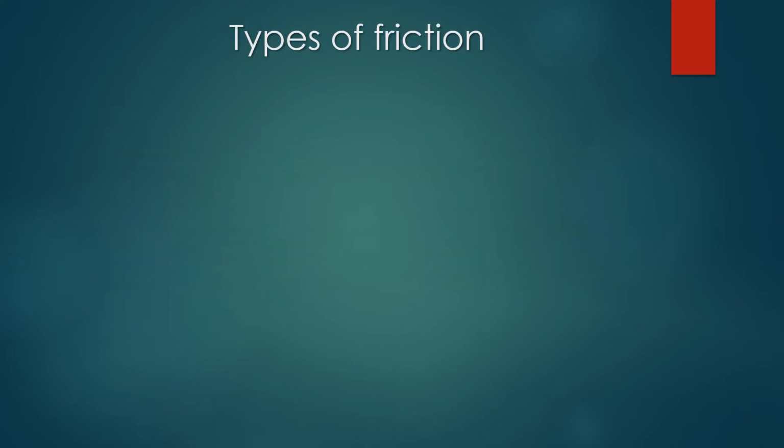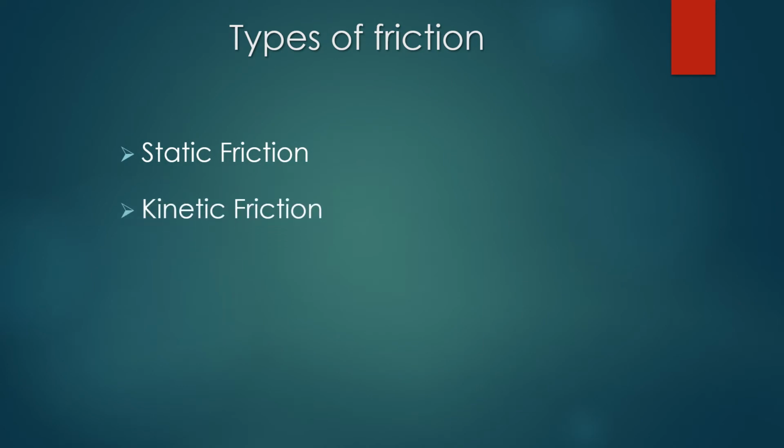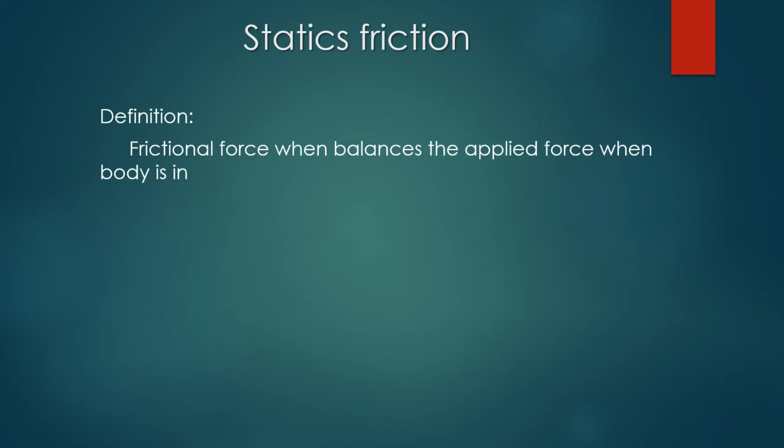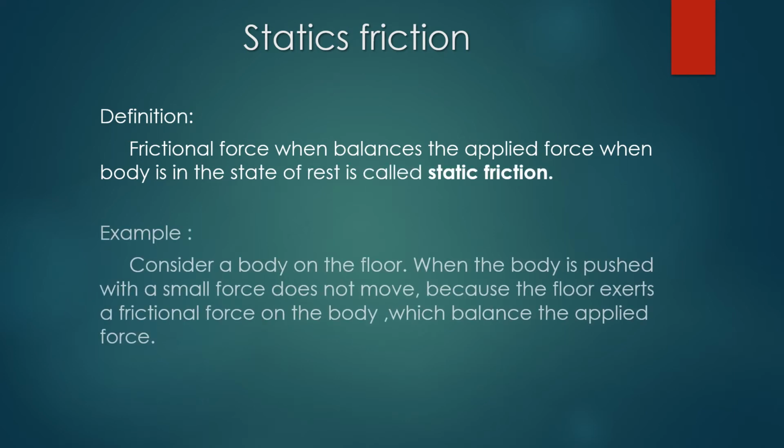Further, we'll study the types of friction. There are two types of friction. The first one is static friction and the next one is kinetic friction. Let's study static friction. Frictional force which balances the applied force when a body is in the state of rest is called static friction. For example, consider a body on the floor. When the body is pushed with a small force, it does not move because the floor exerts a frictional force on the body which balances the applied force. So this is static friction.